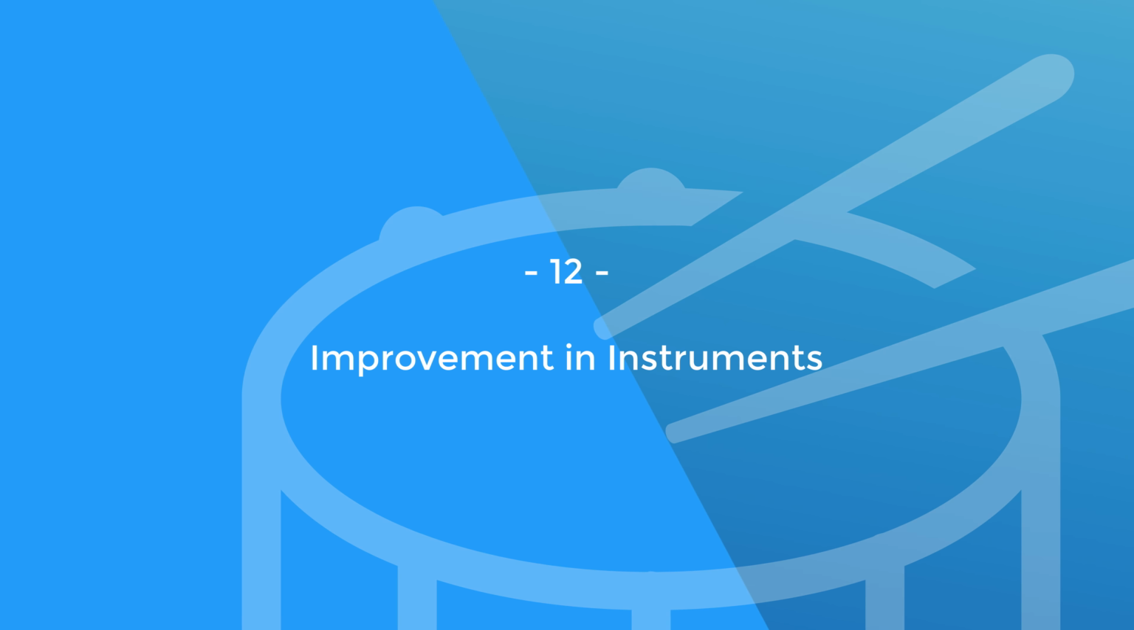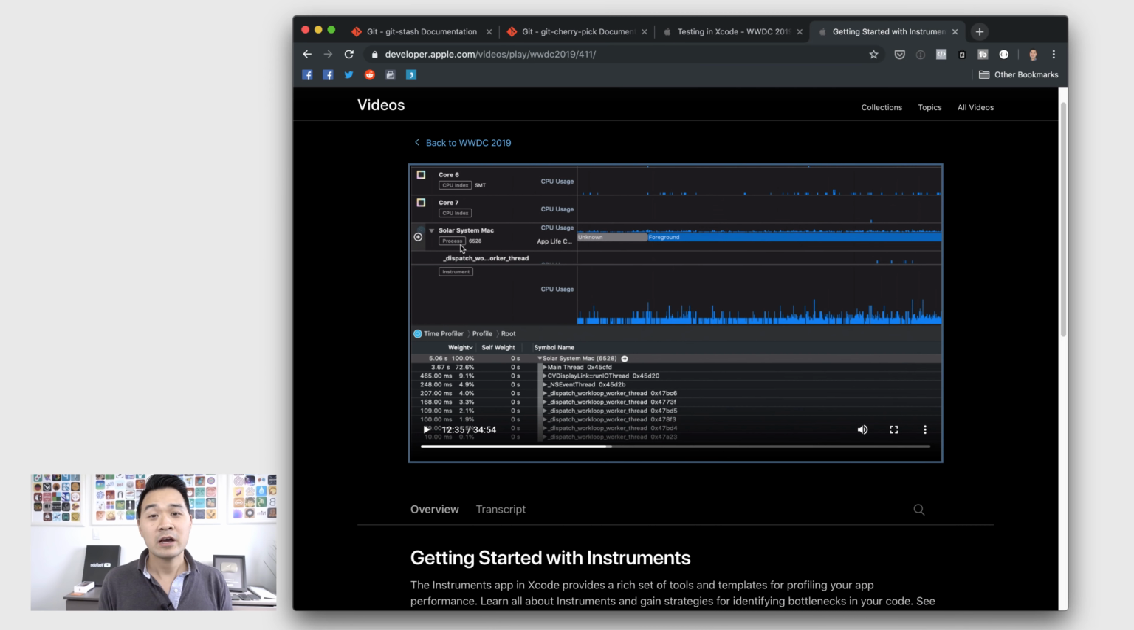And finally, number 12, improvements in Instruments. Now, if you're not familiar with the Instruments tool in Xcode, it's basically to profile and analyze your app to measure performance and get diagnostics about where the bottlenecks are and how you can improve its performance. Things like how much memory is it using, how much bandwidth is it using, things like that. Now, I'm not an expert in this area either, and so I'm going to refer you to this WWDC video on how to get started with using Instruments. It's not a new tool, but in Xcode 11, they've made improvements and made it more powerful than ever.